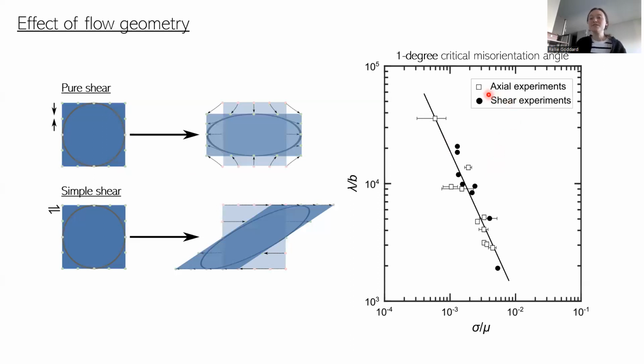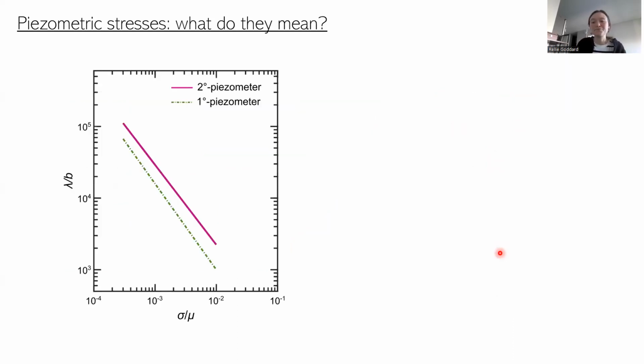Whereas in our experiments, if we break them up into axial experiments like pure shear and simple shear experiments, they actually still sit perfectly on that line. Therefore, this is also more applicable to nature because you don't have this geometric effect that you do have in grain size piezometers. So we calibrated these two new piezometers, one for 2 degrees if you have a lot of noise in your data, and one for 1 degree if you don't have much noise in your data.